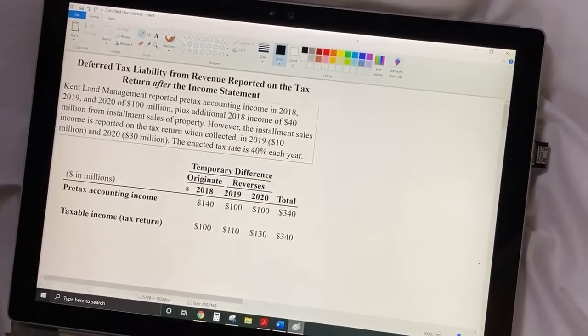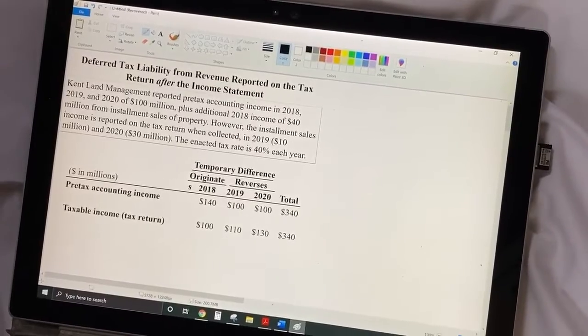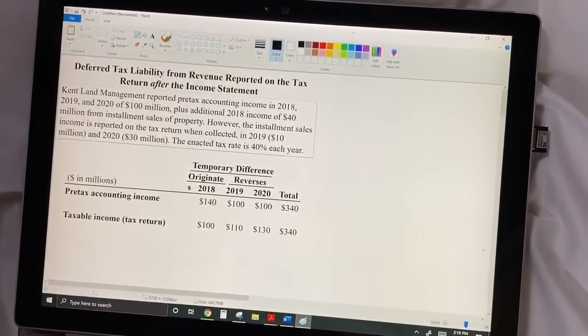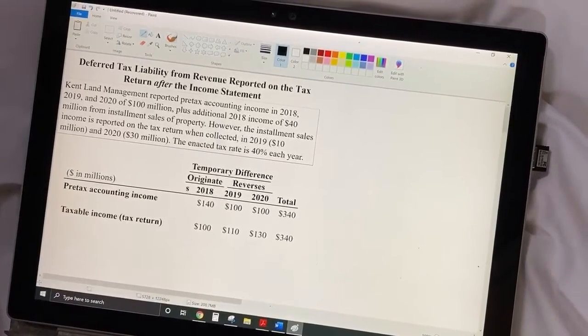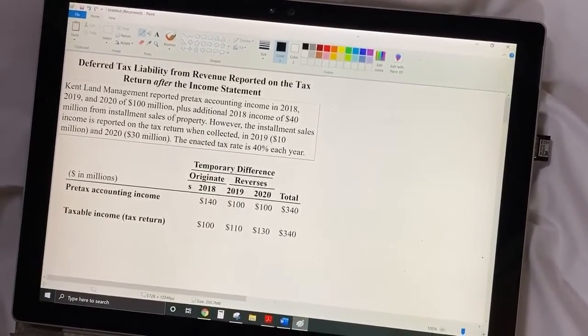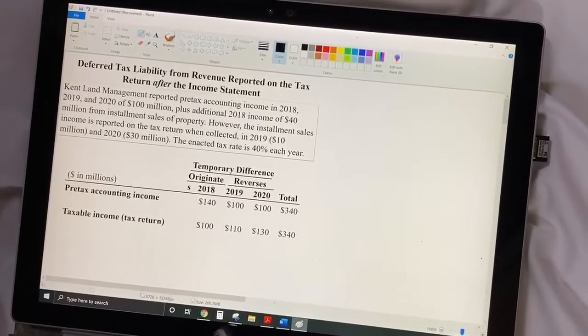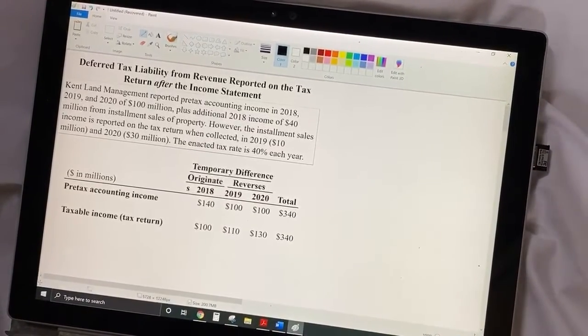Hey everyone, so I just wanted to do a quick video on how to determine whether or not this is a deferred tax liability versus deferred tax asset. It's just a little quick trick I caught on while taking 352 last semester, and I just wanted to share it with you all.